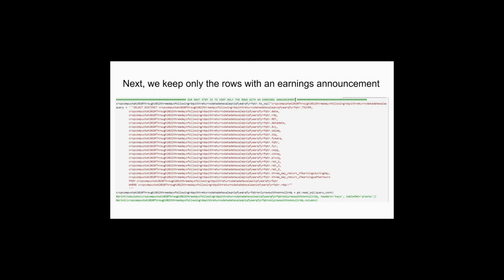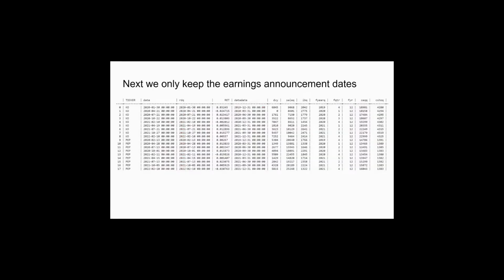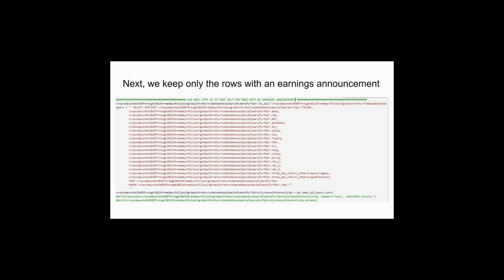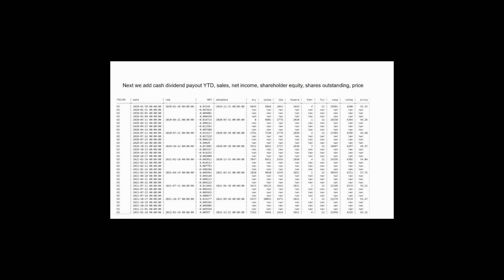Then we drop the rows. We only keep the rows with an earnings announcement. So here we select all of our variables: everything, RDQ, return, data date, all the things we have from CompuStat, return 1, return 2, return 3, 3-day return if earnings during the day, 3-day return if earnings after hours. Then we drop any row where the earnings announcement is empty. We only keep the rows with an earnings announcement, and we drop everywhere the earnings announcement is blank.